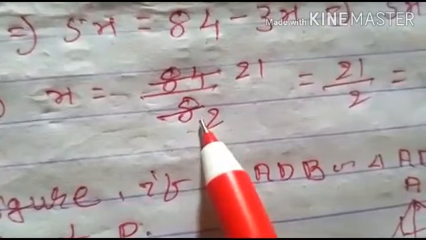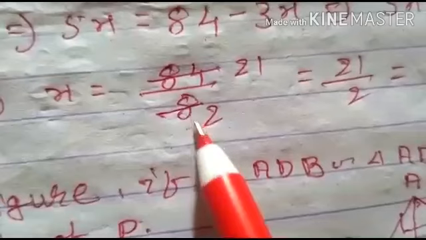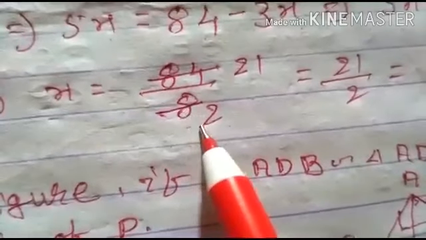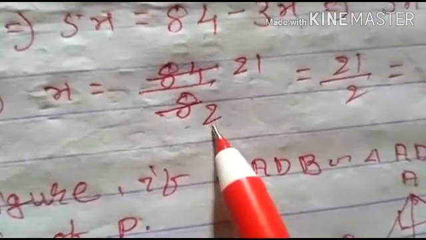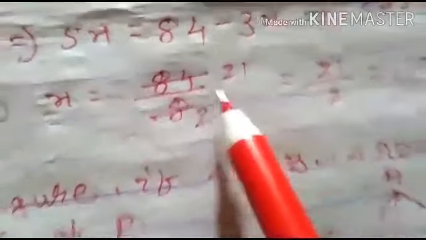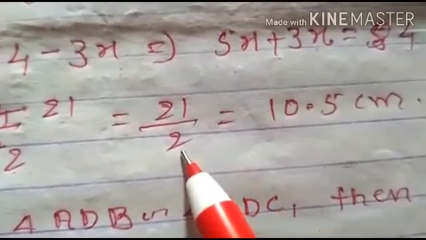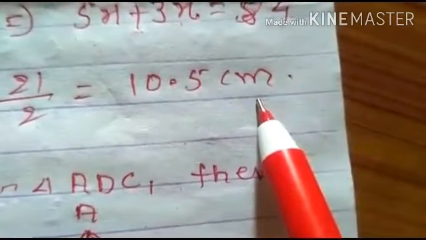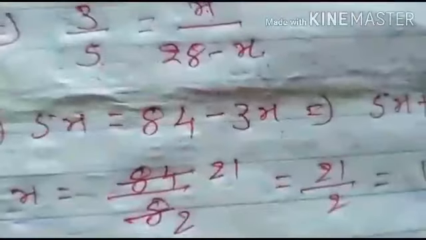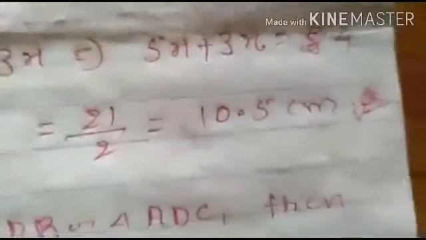Now 84 and 8 both are divisible by 2. So when we divide 8 by 2, it will go 4 times, and 84 by 2, it will go 42 times. So we got the value of x as 21 by 2, which is equal to 10.5 centimeter. And this is the required value which was to be found. So this is your solution or answer.